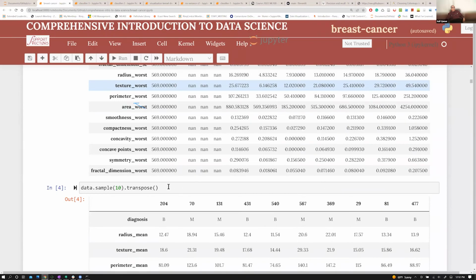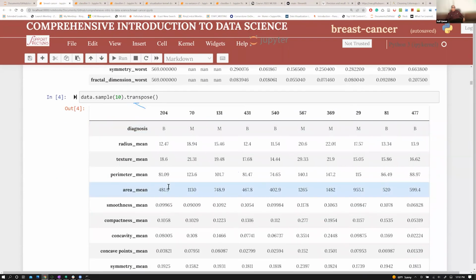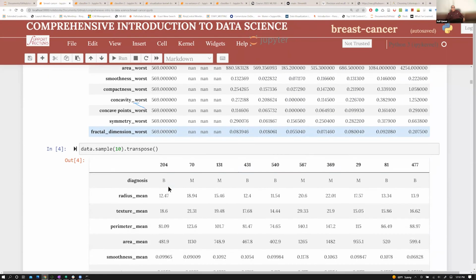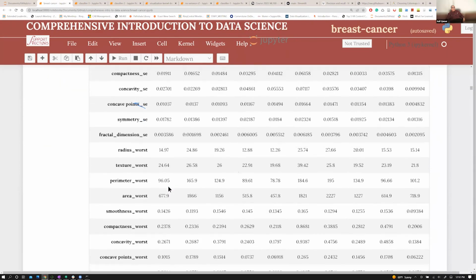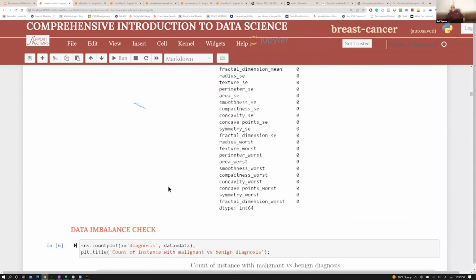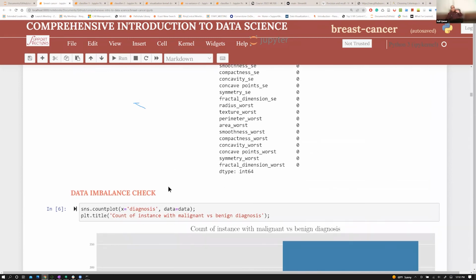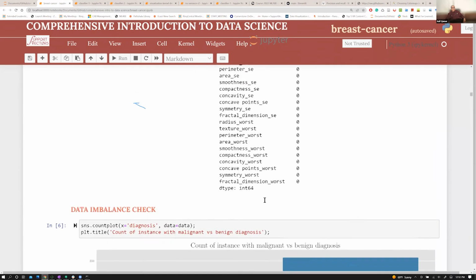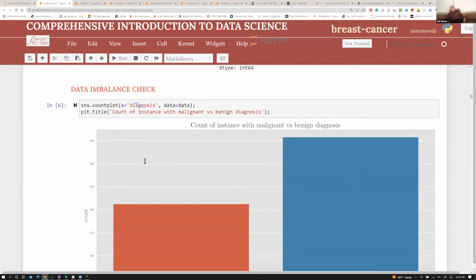So there are lots of predictors. One of the first things you notice is when you have lots of predictors, you can do what? Correlation between the predictors. You can look for missing values. First of all, are there any missing values? There are no missing values. You can check for data imbalance.